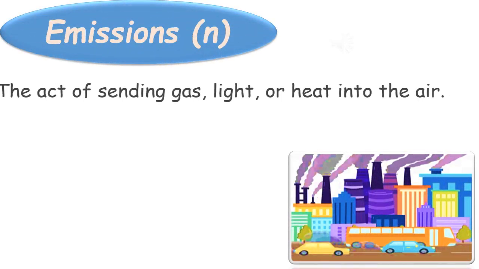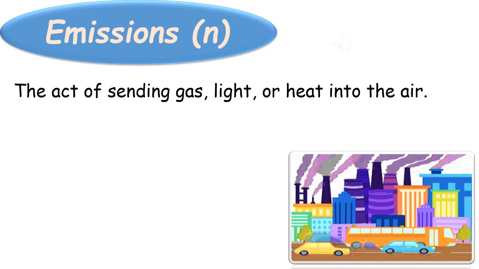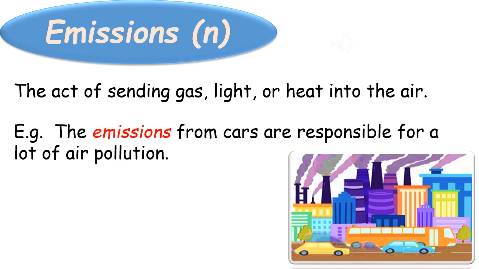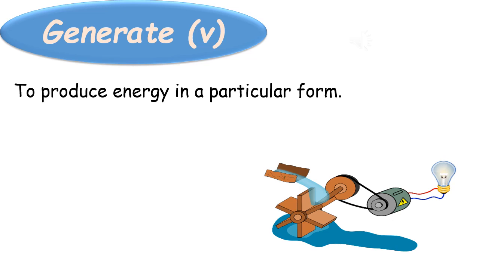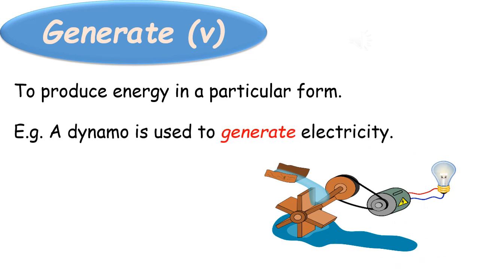Emissions. The act of sending gas, light or heat into the air. The emissions from cars are responsible for a lot of air pollution. Generate. Generate means to produce energy in a particular form. A dynamo is used to generate electricity.